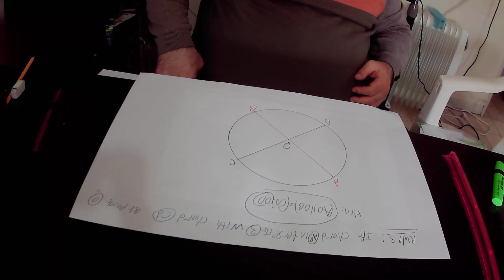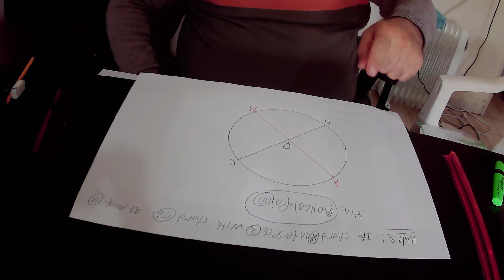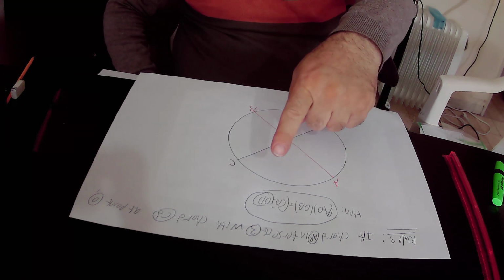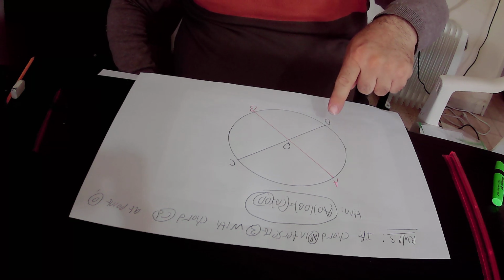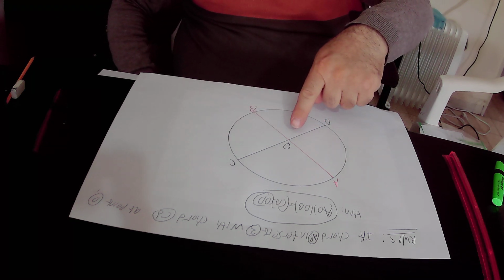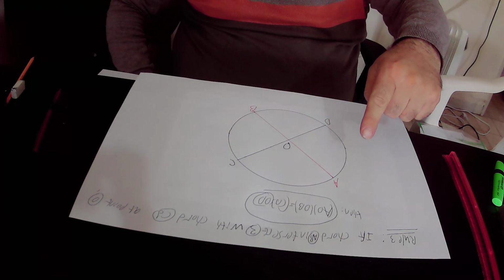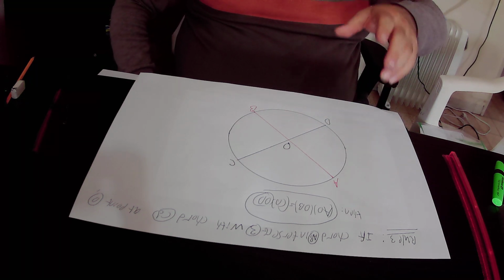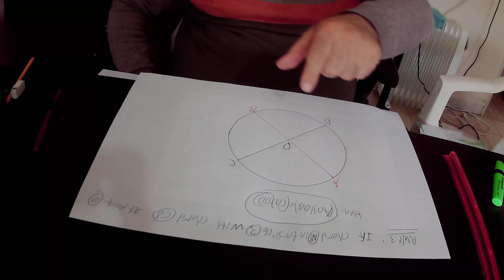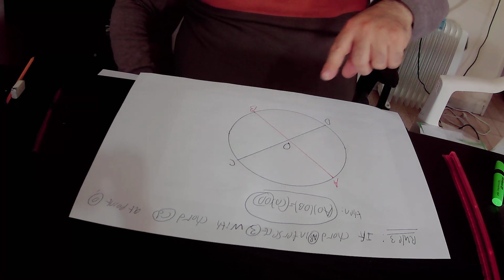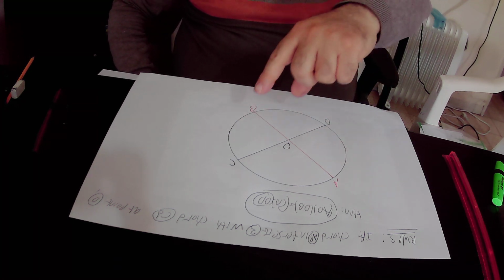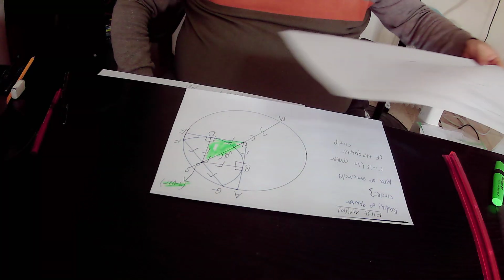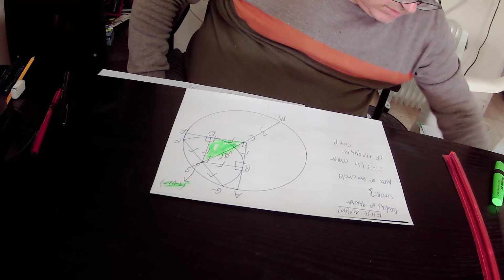According to rule number 3, if chord AB intersects with chord CD at point O, where point O is the intersection point of chord AB with chord CD, then the following formula is true: AO times OB equals CO times OD. So we can actually implement this rule in our drawing.